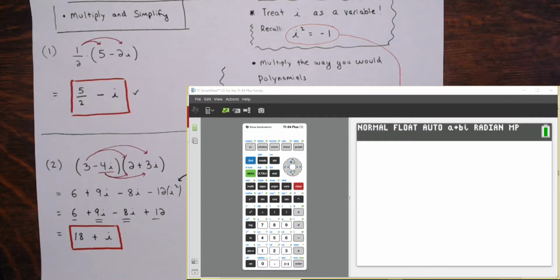All right, and once again, I'll check this out with some technology. Pull up my emulator here. And I'll enter the expression they gave us in the beginning. We had the quantity 3 minus 4i multiplied by the other number, the quantity 2 plus 3i.